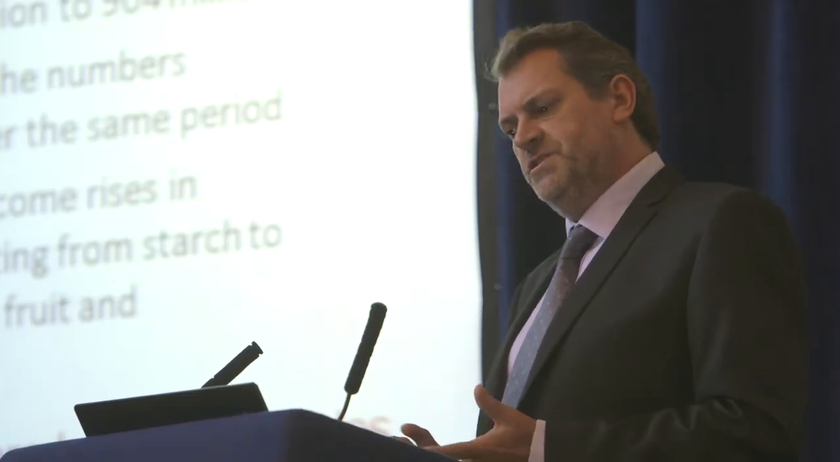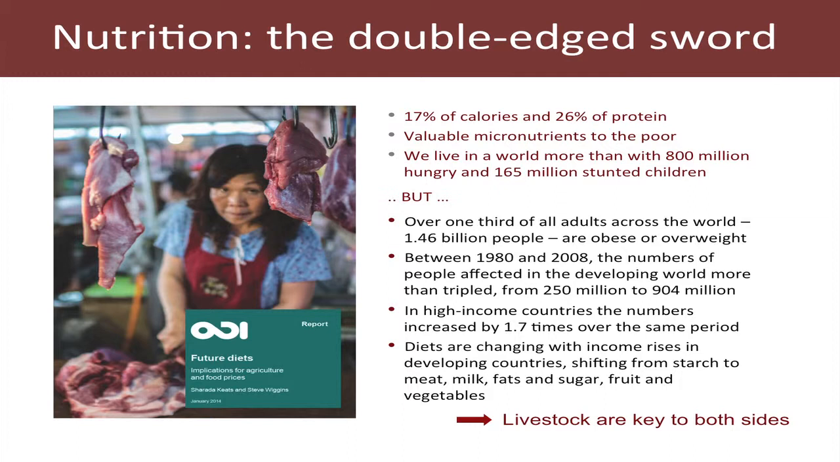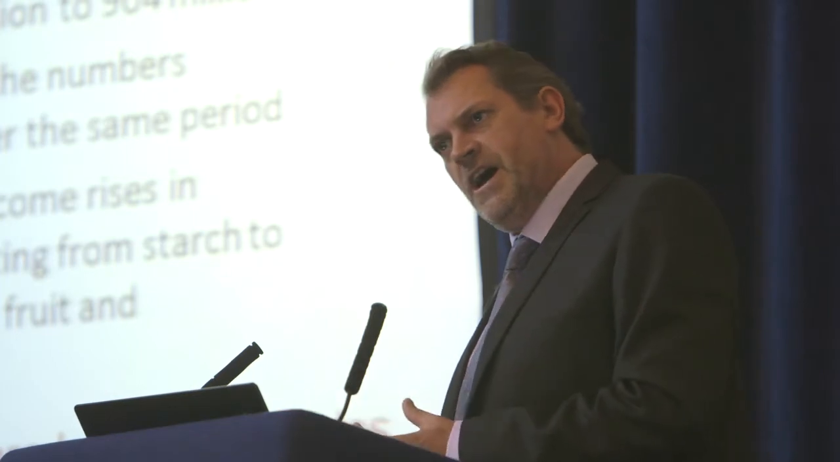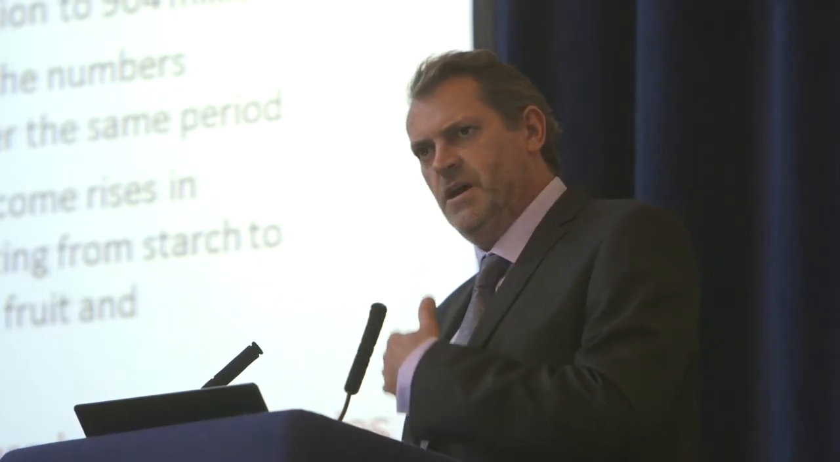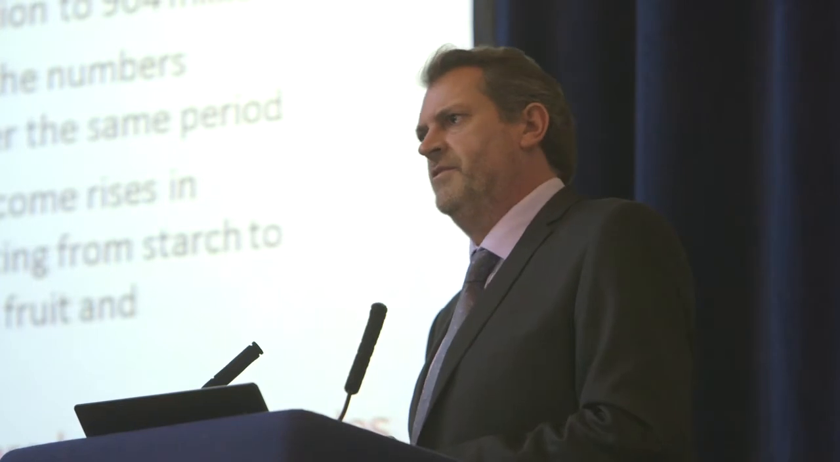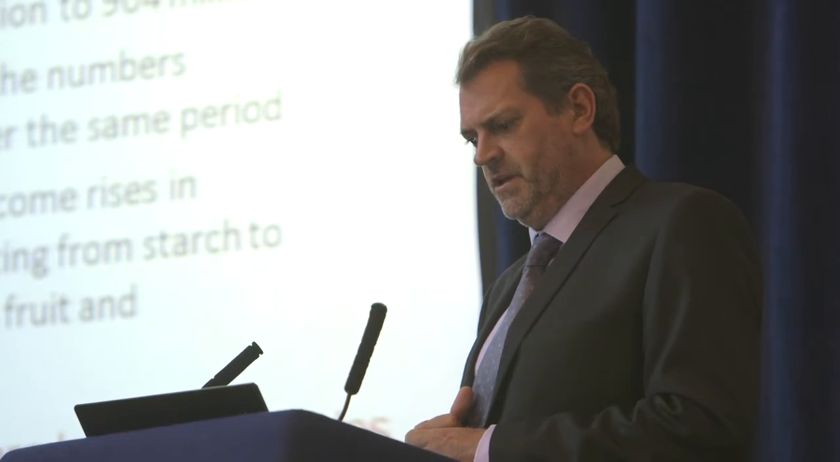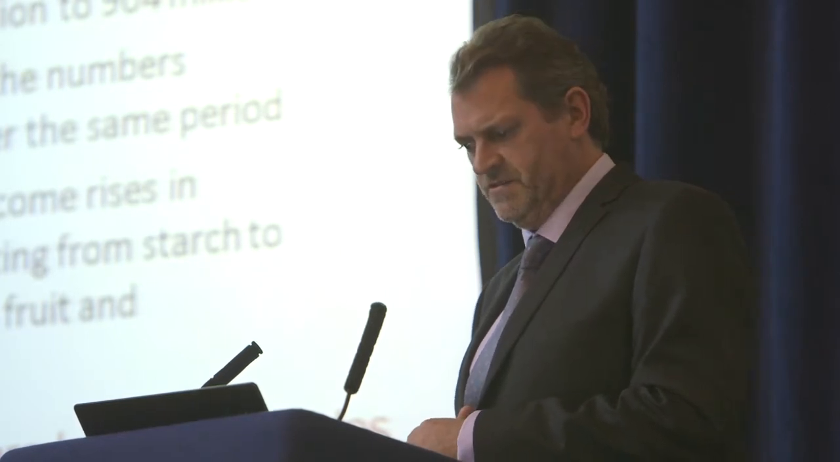And then we have nutrition, which is this double-edged sword, whereby on the one hand, 17% of calories and 26% of protein comes from livestock. They provide extremely valuable micronutrients to the poor, and we live in a world where approaching 1 billion people are hungry and a staggering 165 million children are stunted. So we have that on the one hand, and livestock are very, very important to those people. Then on the other hand, we have growing problems with obesity and overweight and all of the health diseases, the cardiovascular disease and so on, that are associated with overeating in the more affluent sectors of society.